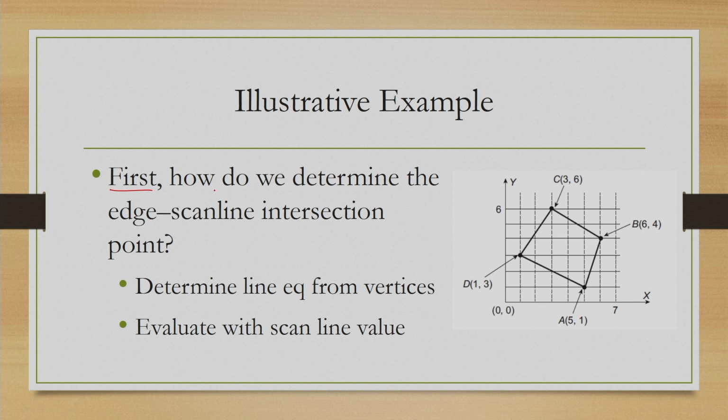First is, how do we determine the edge scan line intersection point? I think all of you know that we can use the line equation, which we can determine by the two endpoints, and we can use the scan line equation to get the intersection point. This line equation can be evaluated with the scan line value to get the intersection point, which is a very simple approach, and I think all of you may already know how to do that.